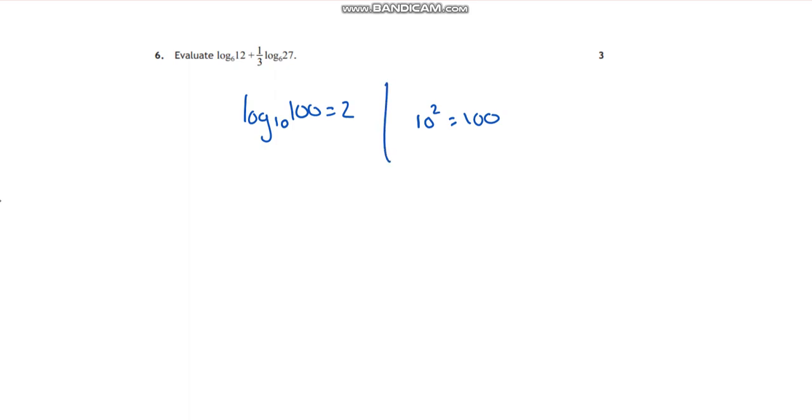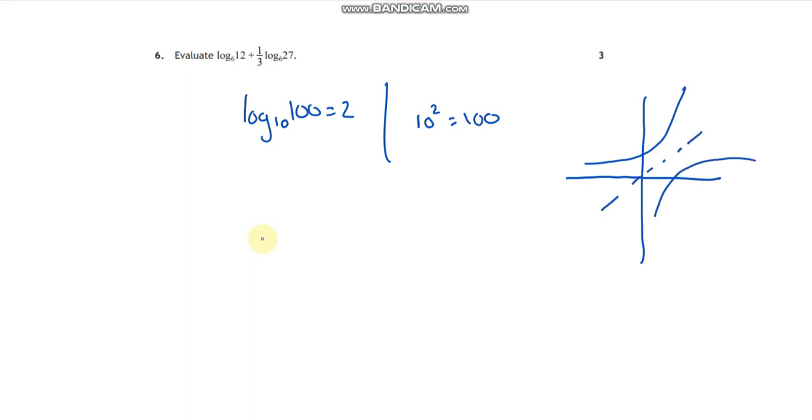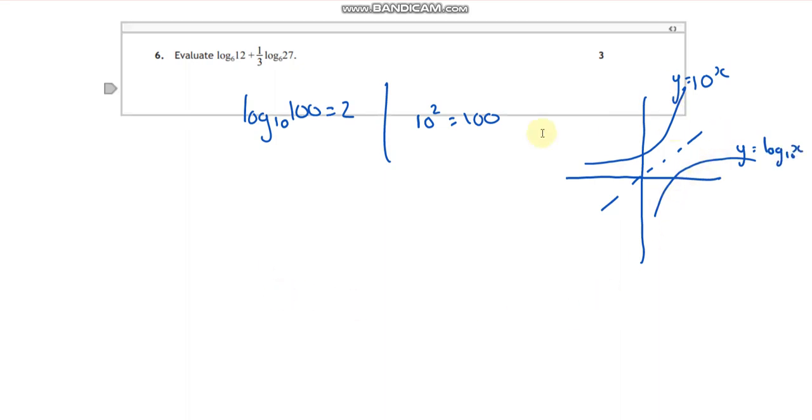So when you're thinking on logs, what you're saying is 10 to the power of what gives me 100, or 10 to the power of 2 gives me 100. That's why you can rewrite it this way. To tie it into the last question, which was looking at inverses, these are the inverse of an exponential. So if I've got my base, that's my base 10 there, y is equal to 10^x, I've now got over here my log base 10 of x. So these are the inverse function of the exponential.